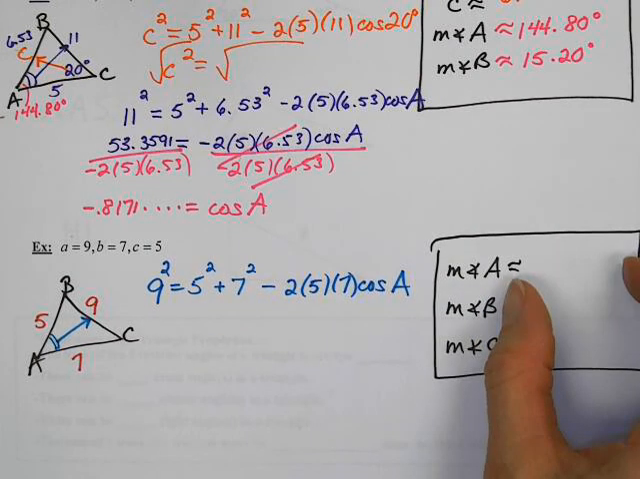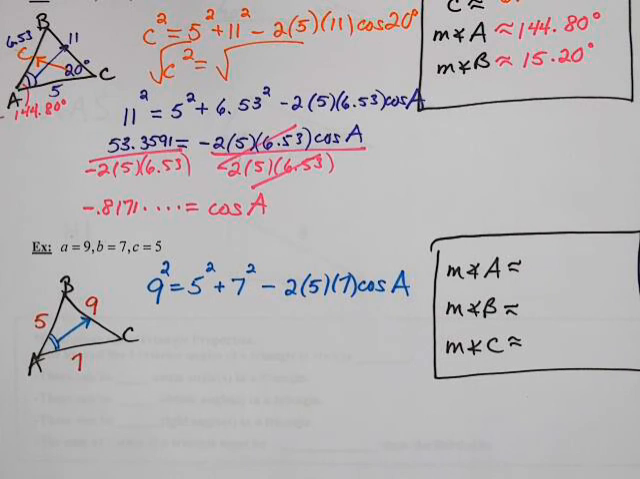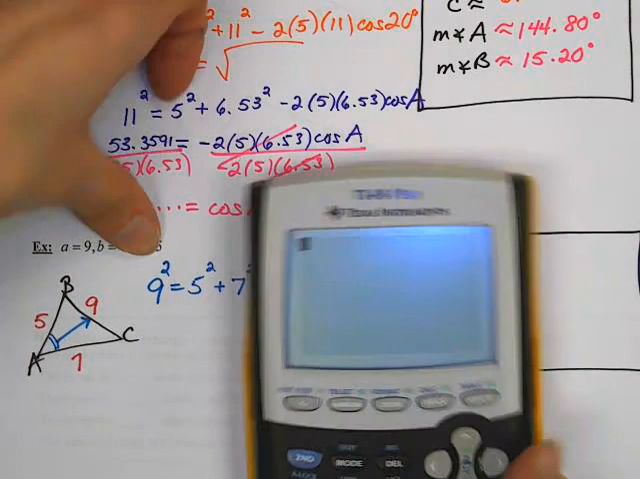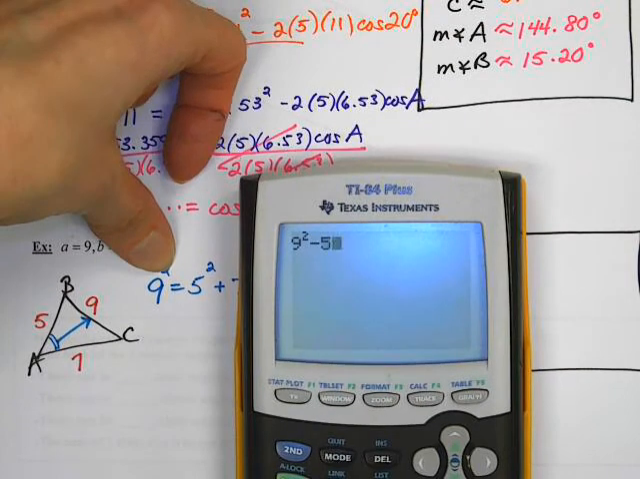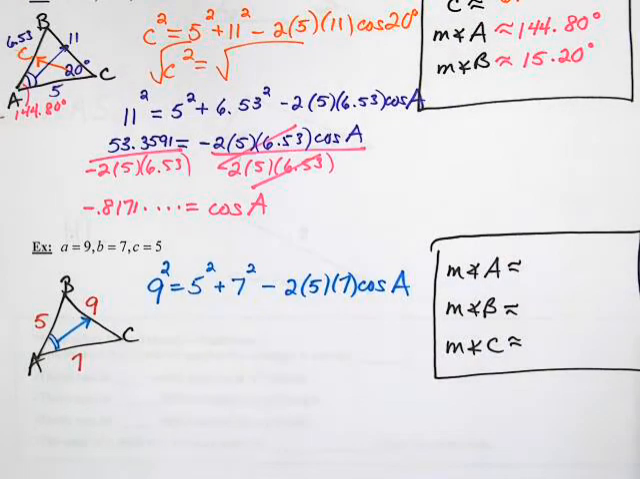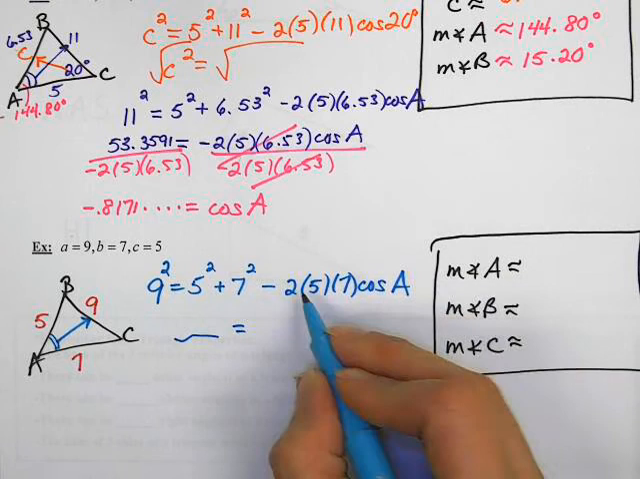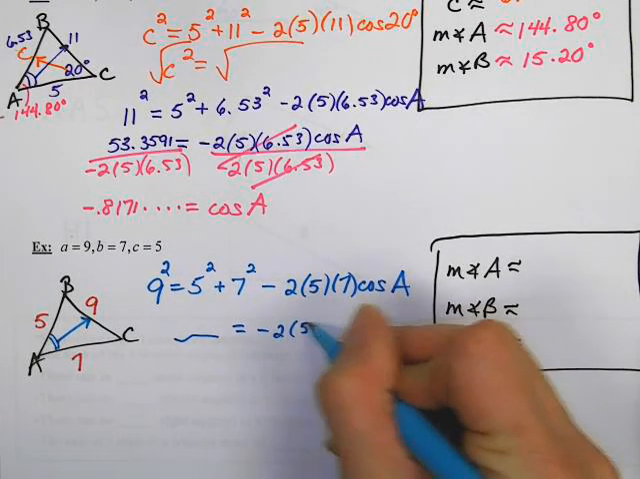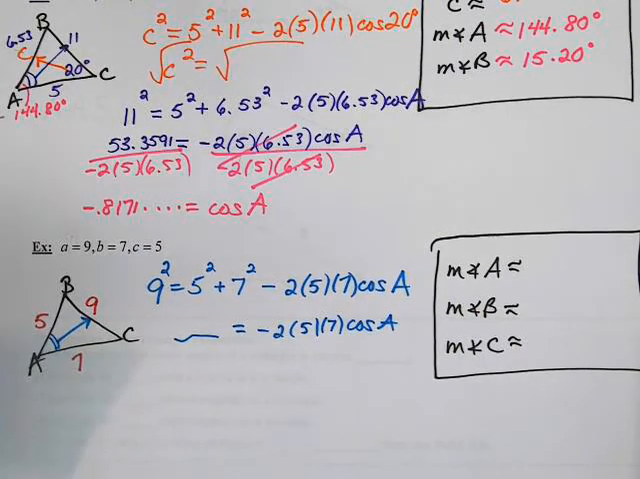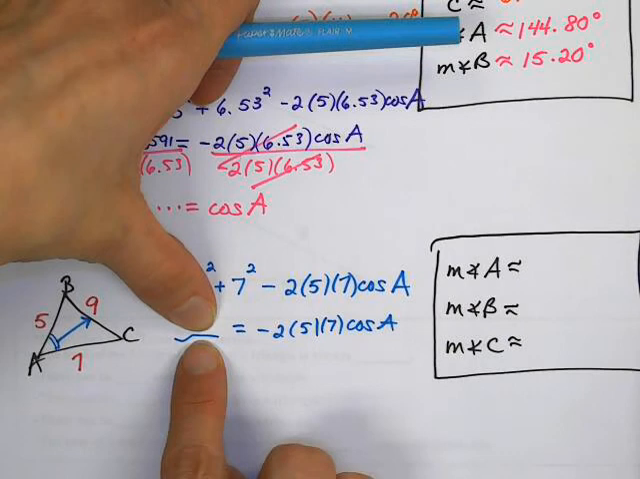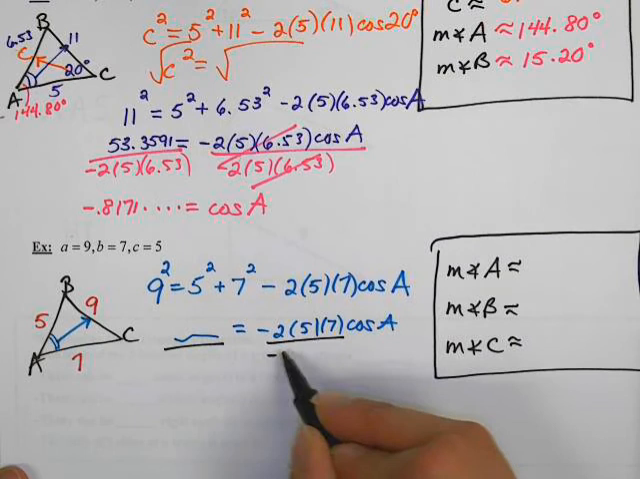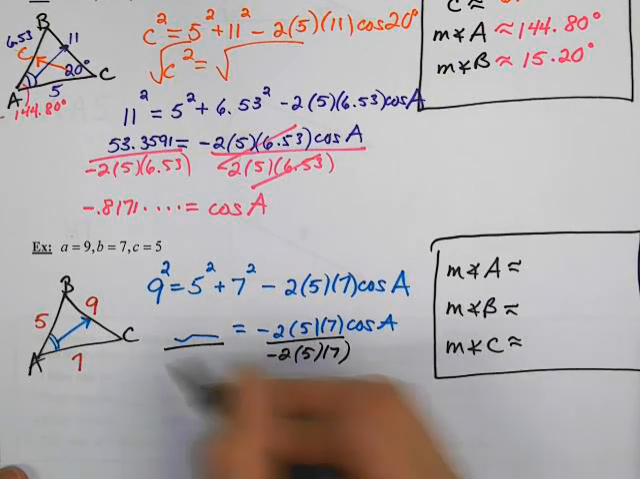The next thing you do is find the answer. The question is, how do you type this in the calculator? So you need to subtract the 5 squared and the 7 squared. Okay, so 9 squared minus 5 squared minus 7 squared. Okay, so what do we have so far? We have something in the calculator, and then we have equals -2 times 5 times 7 times the cosine of it. You don't need to write this. The more you practice, the better you'll get. You need to take your answer, and now it's time to divide. Divide both sides by -2 times 5 times 7.